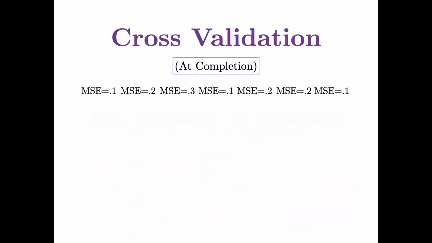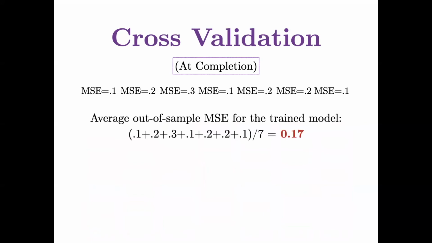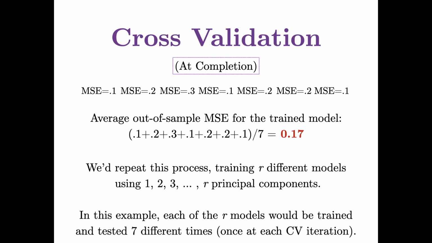So at completion, we would just look at the average performance statistic for the model. Here, in the 7 rounds, my average MSE was 0.17. And I'd repeat this process, training our different models using 1 principal component, 2 principal components, 3, up to R. So in this example, each of our R models would be trained and tested 7 different times, 1 at each cross-validation iteration.